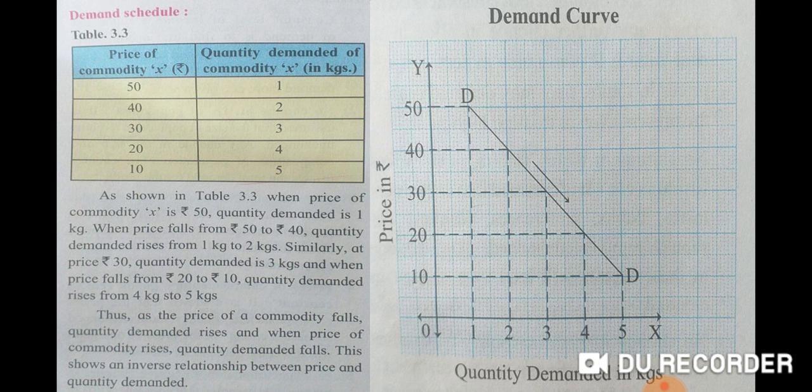So when price of commodity X is rupees 50, quantity demanded is 1 kg. When price falls from 50 to 40, quantity demanded rises from 1 kg to 2 kg. Similarly, at price 30, quantity demanded is 3 kg. And when price falls from 20 to 10, quantity demanded rises from 4 to 5 kg. Thus, as the price of a commodity falls, quantity demanded rises, and when price of commodity rises, quantity demanded falls. This shows an inverse relationship between price and quantity demanded. Inverse means both are not the same.